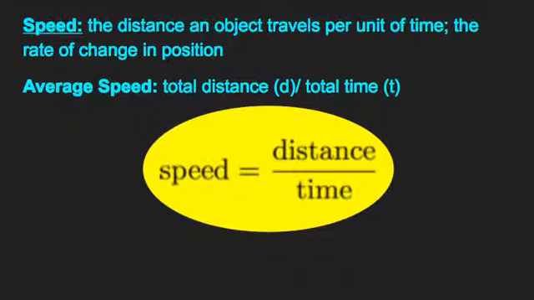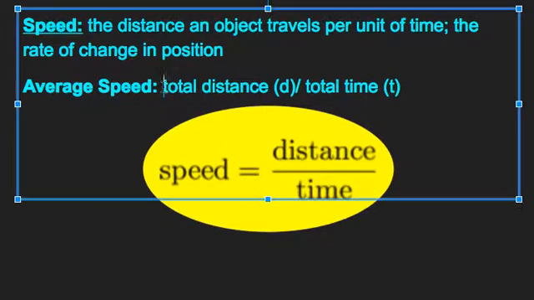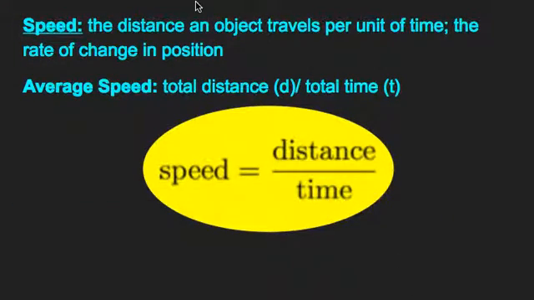Next, let's talk about speed. So speed is the distance an object travels per unit of time, also known as the rate of change of position. So how quickly you're changing position is your speed. And then the equation for average speed is actually total distance, not just distance, but total distance over total time. So please make sure that you get these two terms written down and also this equation. Speed equals distance over time.